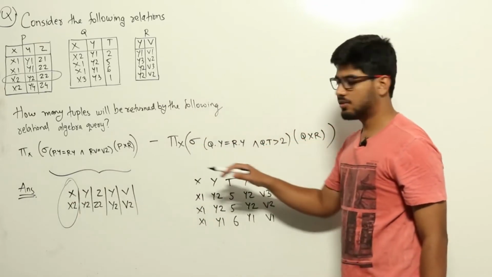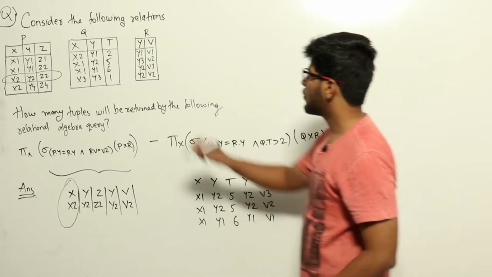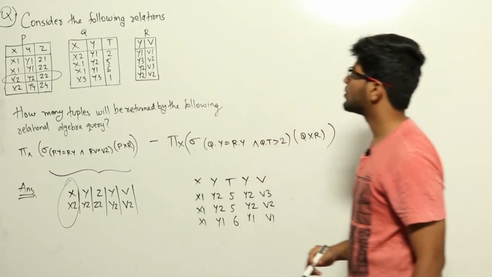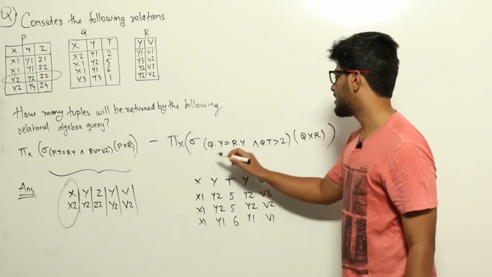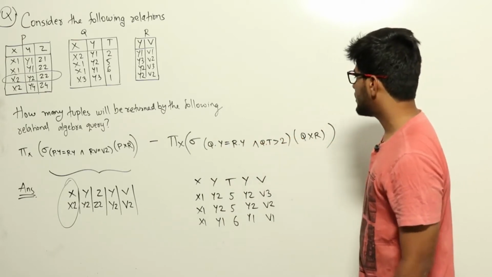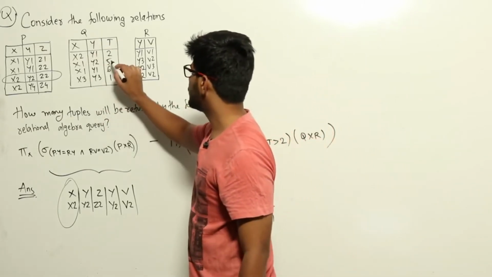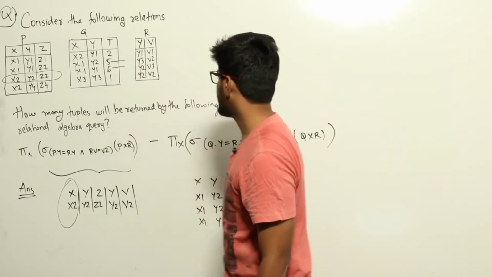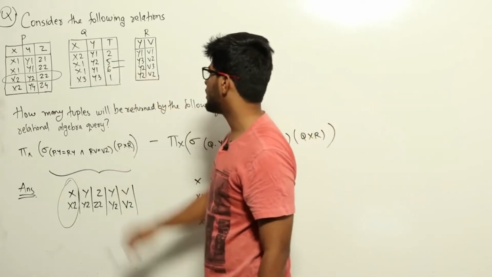Now we look at the output of this query here. Here again we are doing q cross r. So q has 4 tuples, r has 4 tuples, so q cross r will have 16 tuples in total. On that we are applying selection such that q dot y equal to r dot y and q dot t greater than 2. If you look at this condition, q dot t greater than 2, there are only 2 tuples, this one and this one, which satisfy q dot t greater than 2. So we only need to consider these 2 tuples in q here.